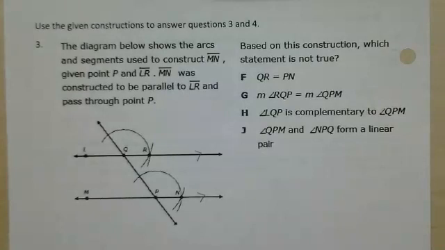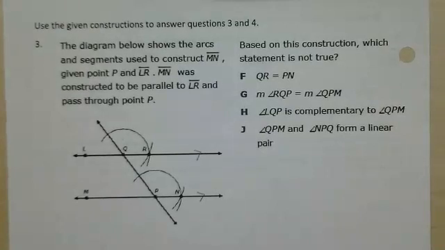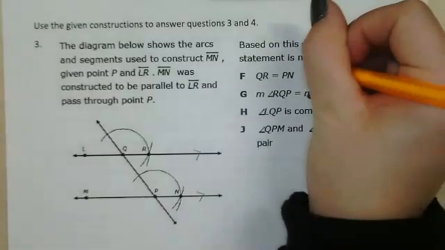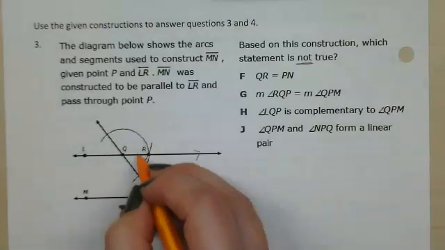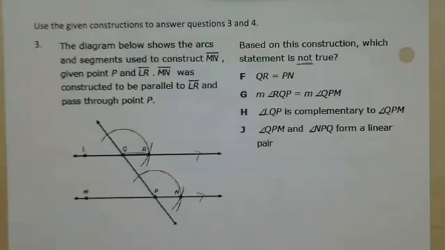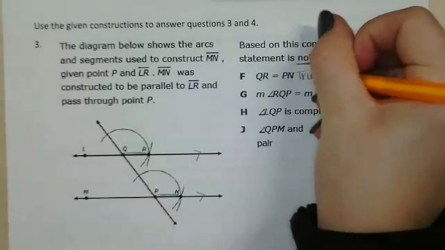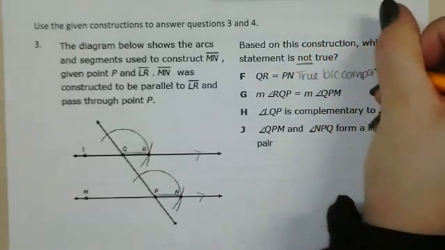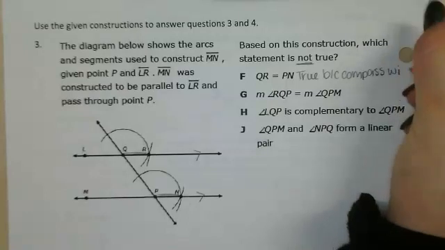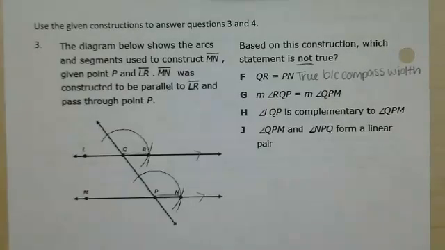If those are parallel lines, that means we have all of our types of angle pairs, right? Okay, the question says, based on this construction, which statement is not true? So I'm looking for something false. All right, so the first answer choice is that QR, which would be this little segment right here, is equal to PN, this segment here. Should those two be congruent in size? Yes, so this one's true. We know that they would be the same size because of the compass width, right? You wouldn't change the size of your compass when creating those two arcs, so they should be the same size.